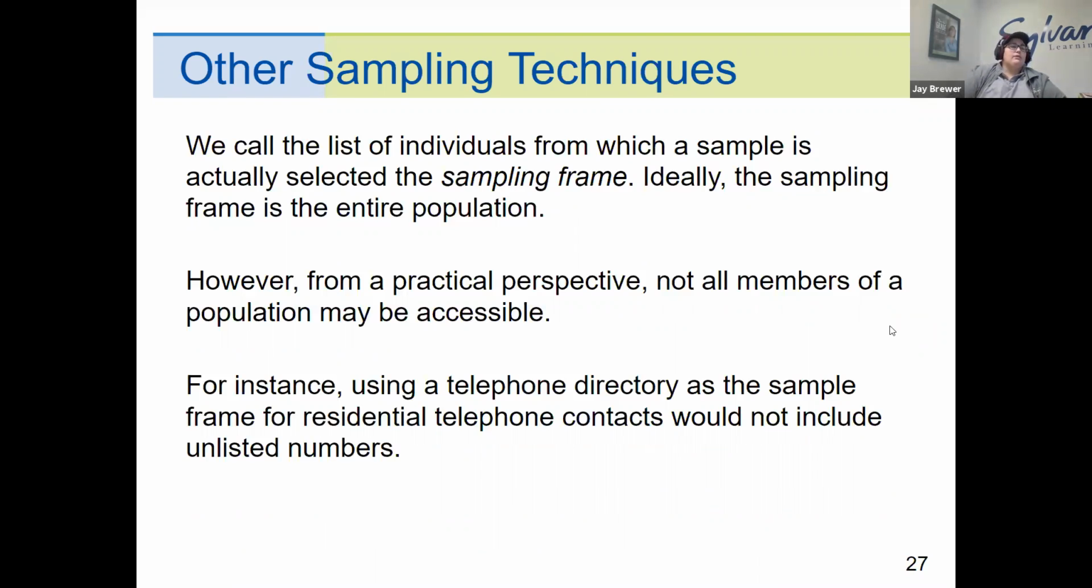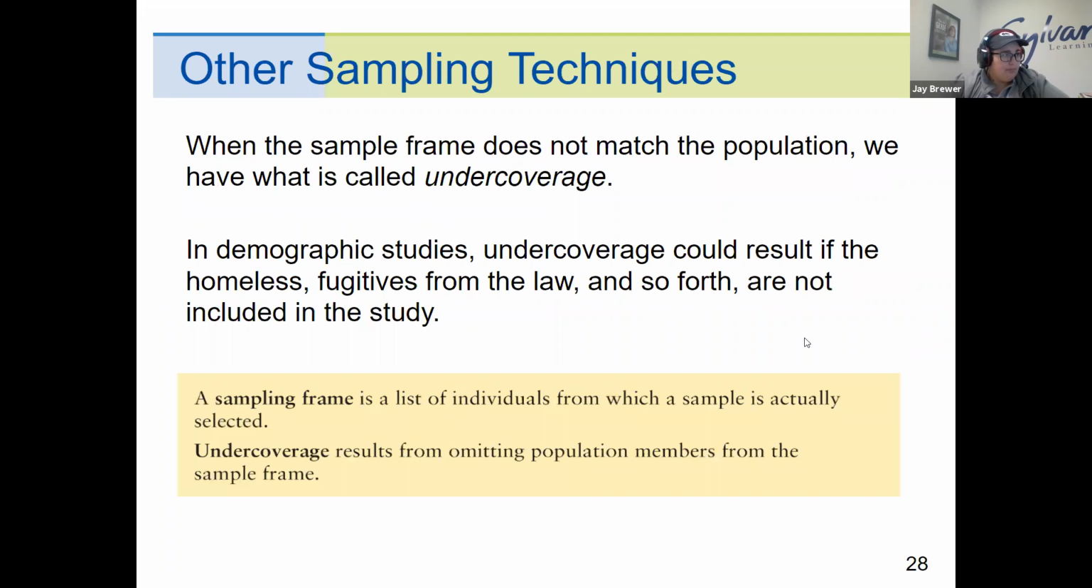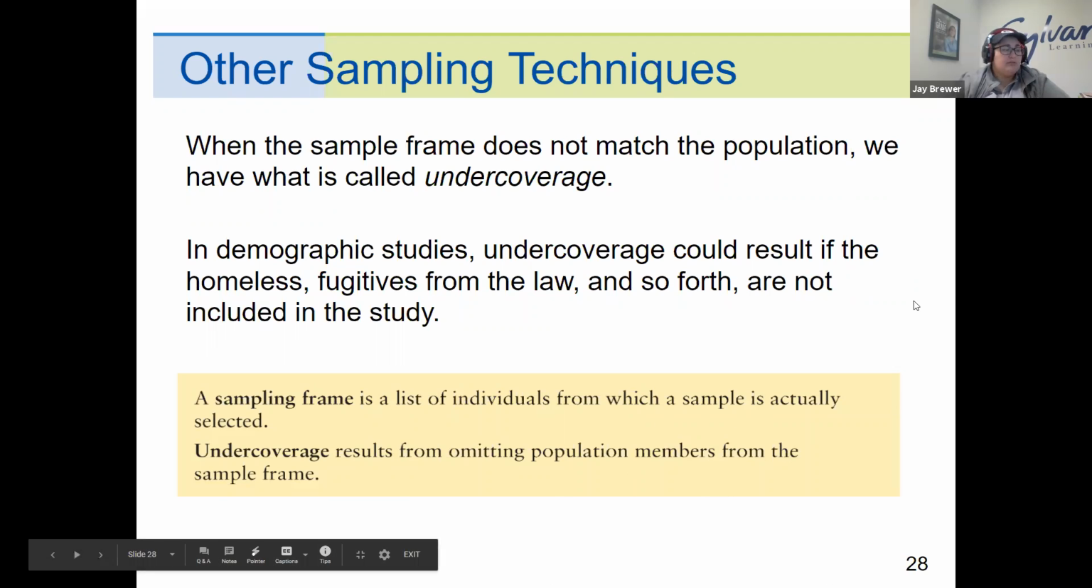We call the list of individuals from which a sample is being selected the sampling frame. So the frame is the entire population. Okay, so that one's probably a little bit hard to wrap your mind around since we're used to samples being within the population. Okay. When the sample of a frame does not match the population, we have what is called undercoverage. So again, you have two vocab words there.